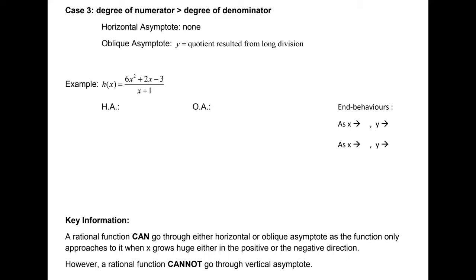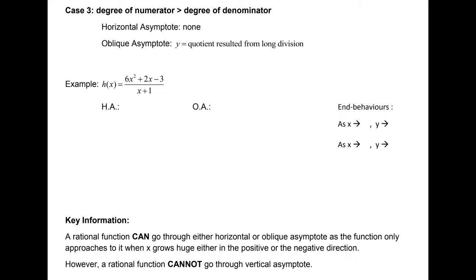Case 3. The degree of the numerator is higher than the degree of the denominator. Then we will not have any horizontal asymptote. However, we will have an oblique asymptote. The oblique asymptote is the quotient resulting from the long division.